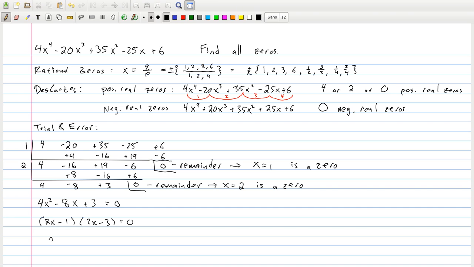We're now going to set each of these factors equal to 0. So 2x minus 1 equals 0 and 2x minus 3 equals 0. And then solve each of these for x. So the first factor will give us x equals 1/2. The second factor gives us x equals 3/2. So they asked us to find all the zeros. We have x equals 1, x equals 2, x equals 1/2, x equals 3/2. We have 4 zeros, and this was a degree 4 polynomial, so we know we found all the zeros.